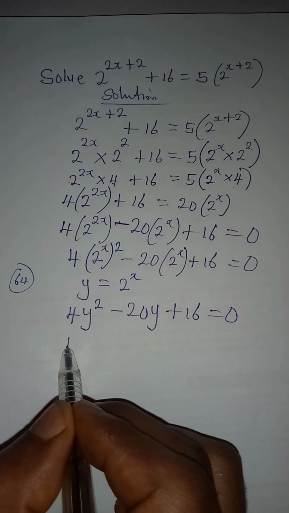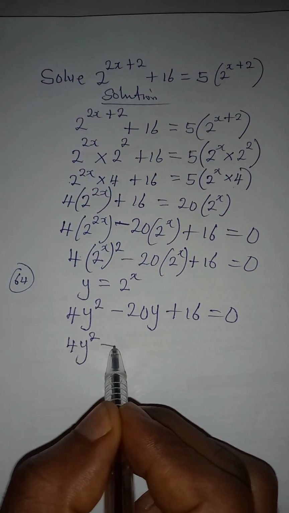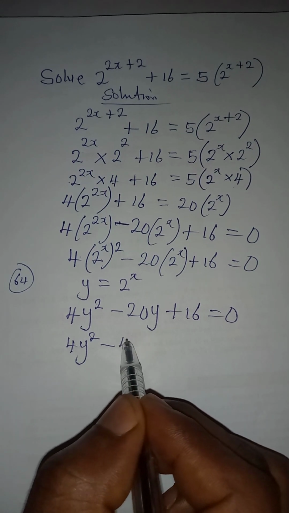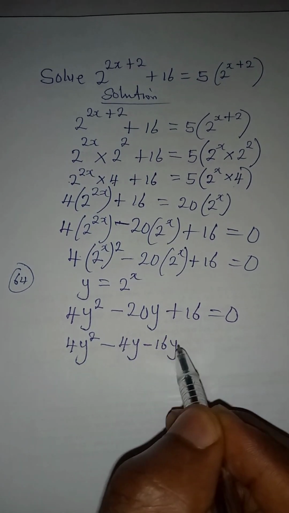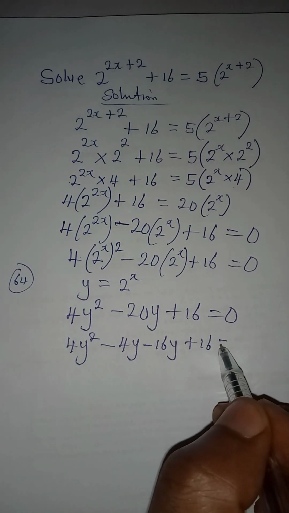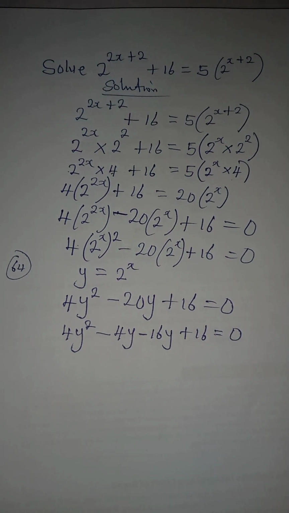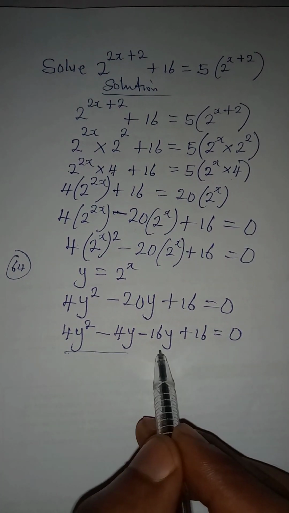So let's go. I'll have 4y squared, then in place of minus 20, I'm going to have minus 4y, then minus 16y. Then the plus 16 will come. This is equal to 0. So from here now, I will group it this way and then factorize it.